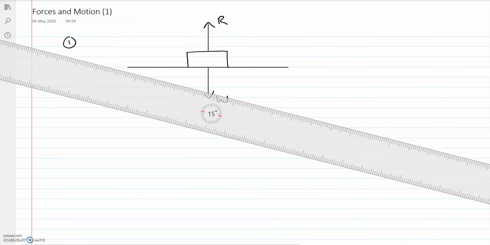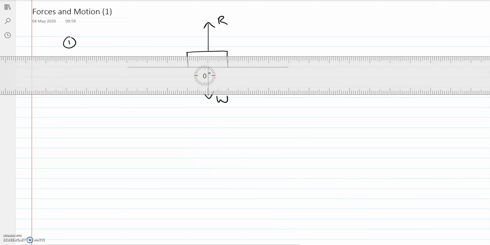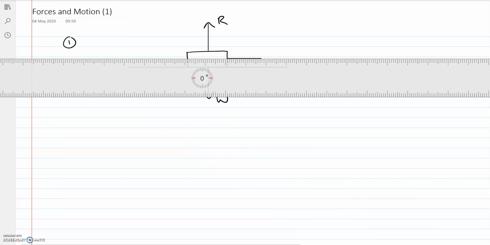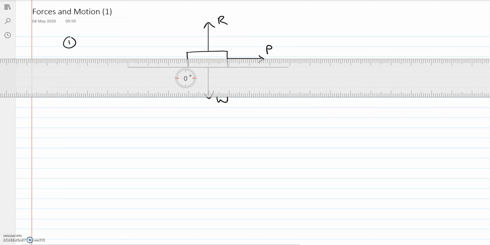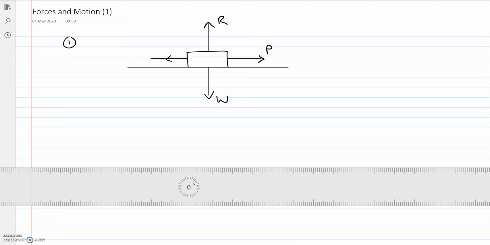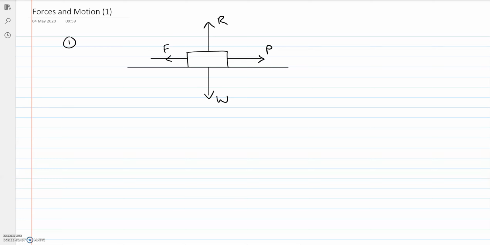And the block is being pulled here along this plane. So we've got the pulling force, which we can call P, pulling it from left to right, and then acting against that, we will have friction because it's a rough plane. So there's our diagram representing all the forces acting on the block. That's number 1.